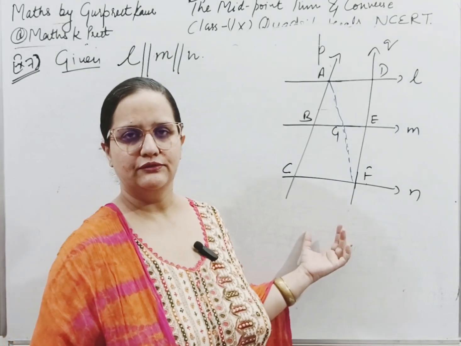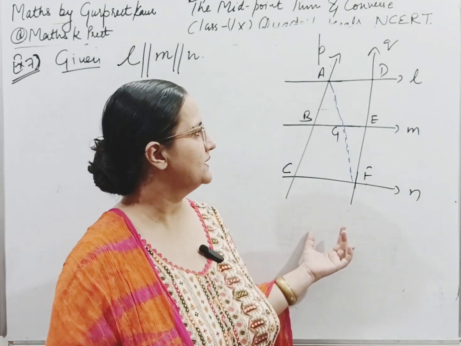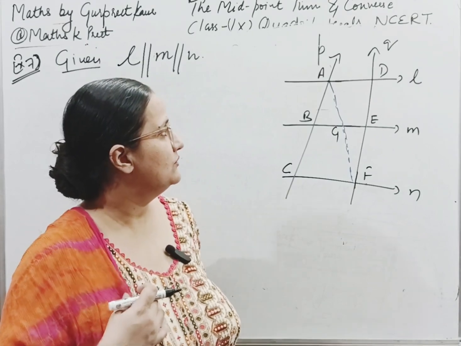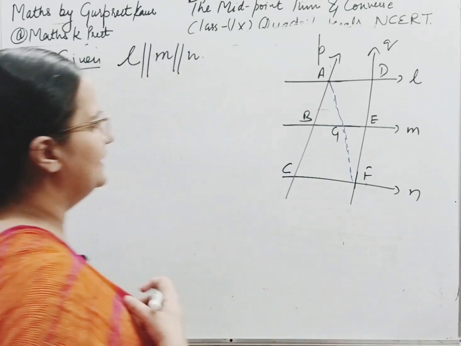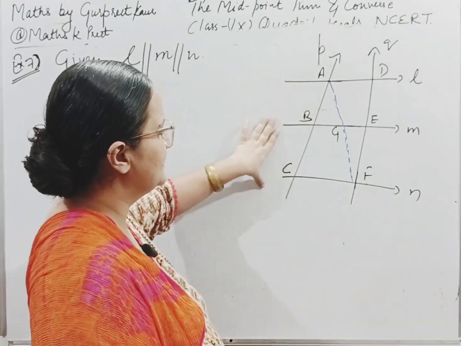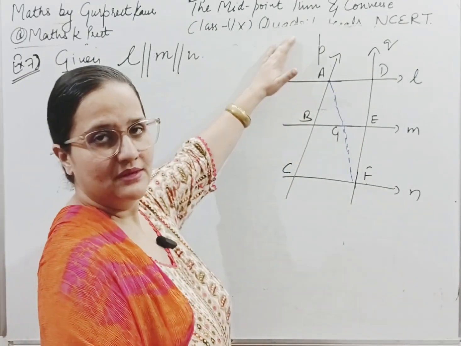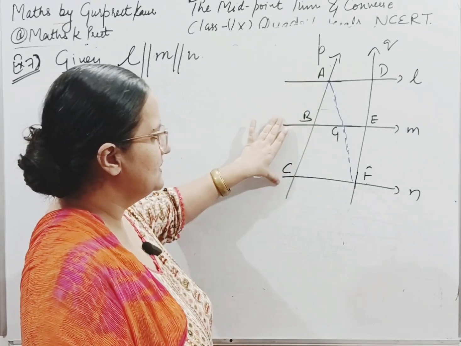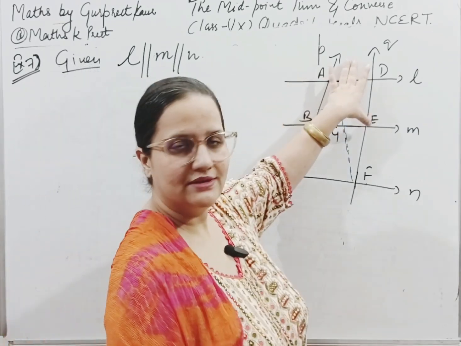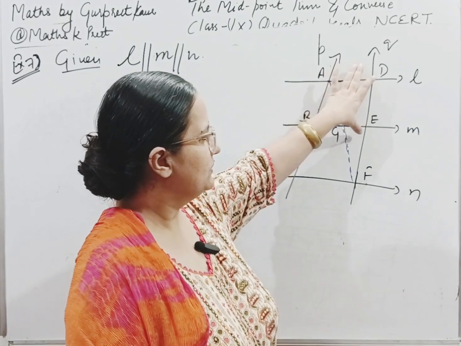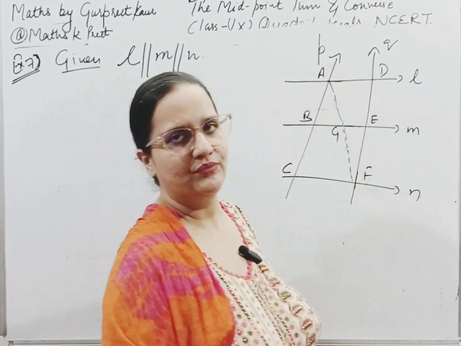So this is the given figure for example number 7 given in the book. Here what is given to us? L, M, N are three parallel lines, and P and Q are two transversals intersecting L, M and N such that AB is equal to BC. These are two intercepts on these lines by this transversal, and these are equal. AB is equal to BC is given to us, and we have to show that this transversal Q is making equal intercepts on L, M, N. That means we have to show that DE is equal to EF.